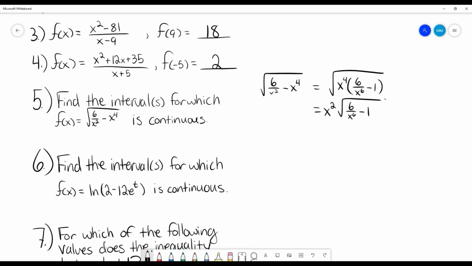Now, once again, the thing that we have to remember here is that it's going to be in our domain only if this inside here is going to be greater than 0, right? Because if we have any negative numbers, it is outside of our domain. It is undefined. So what we need to find is when this is greater than or equal to 0. And then we're just working with inequality. So I can add our 1. So we get 6 over x to the 6th is greater than or equal to 1.